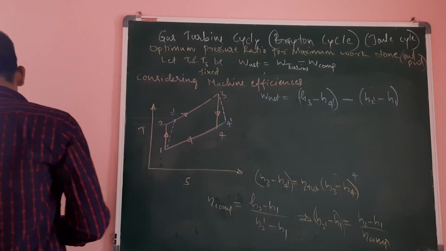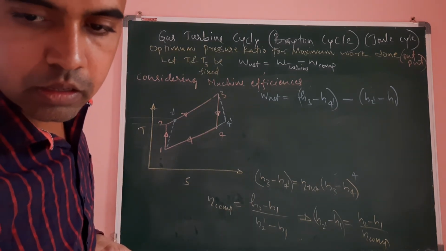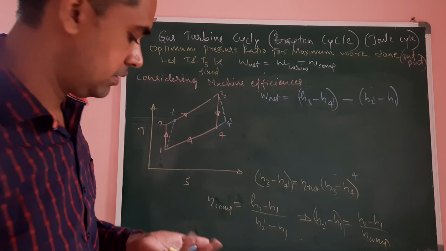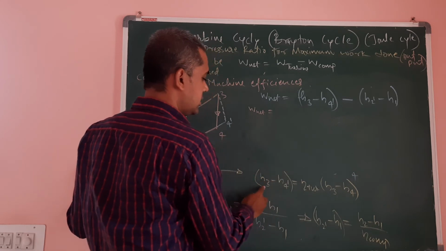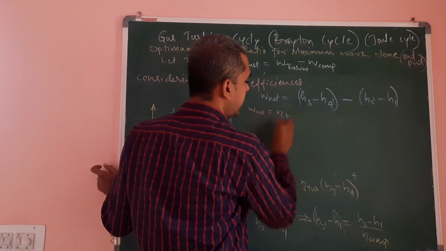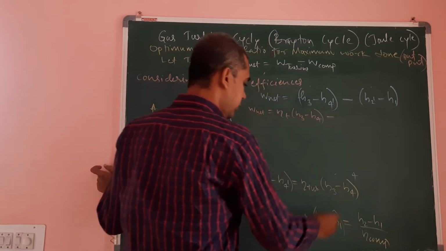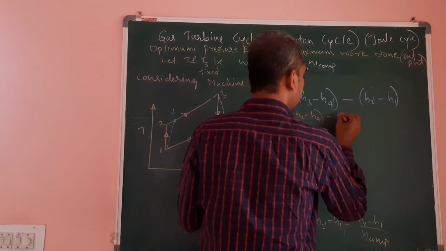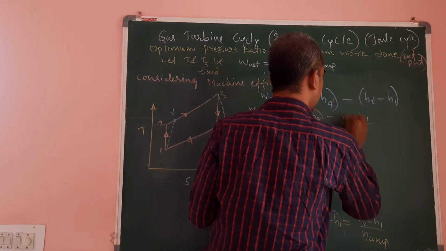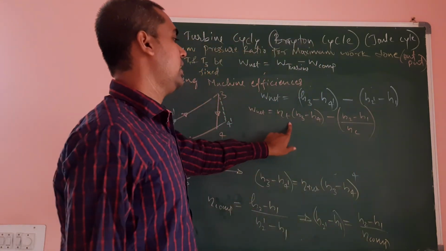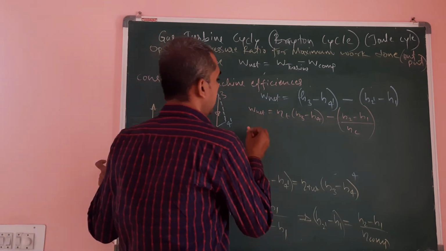Therefore, W net, the net work done, will be equal to H3 minus H4 dash. I can write eta of T into H3 minus H4, minus of H2 minus H1 divided by eta of C. Eta of T is the turbine efficiency, eta of C is the compressor efficiency. Now what can I write?